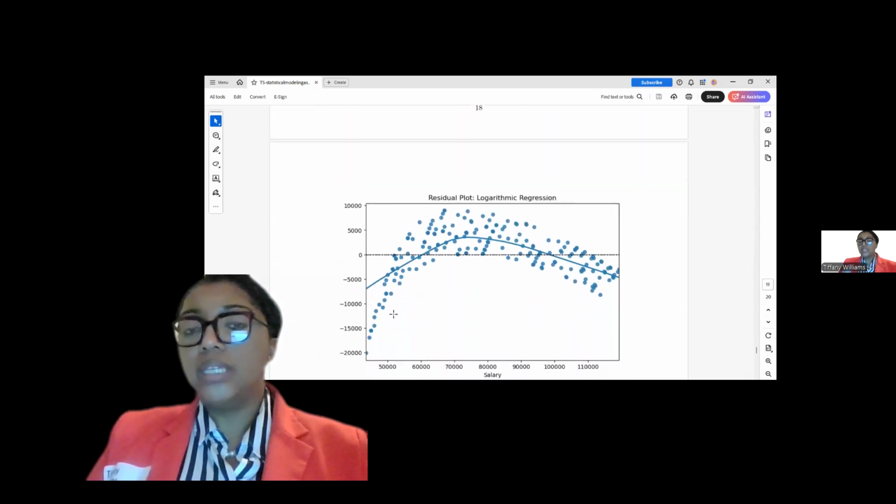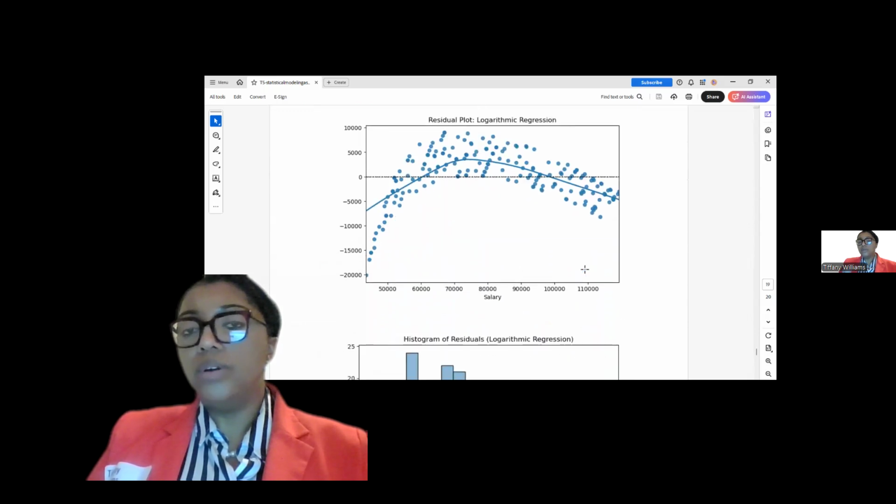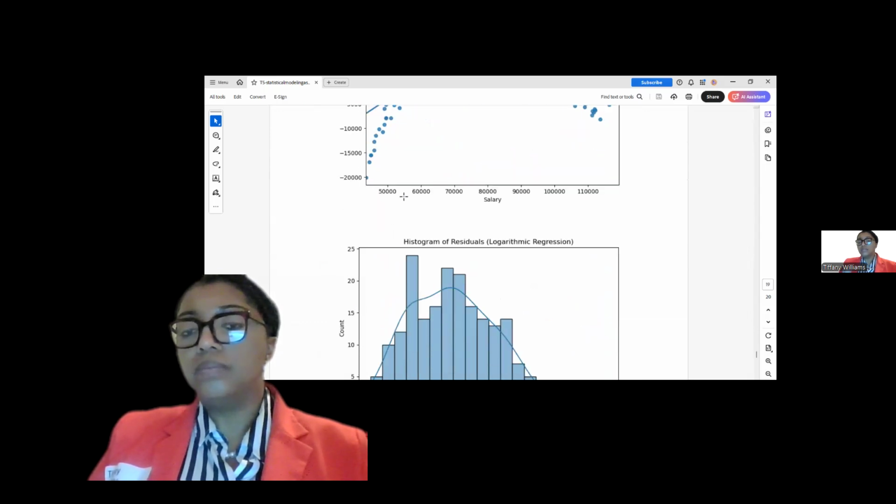And as you can see, it does still have some heteroscedasticity. However, it is a little more fit, but there is some heteroscedasticity here. As you can see those outliers here.